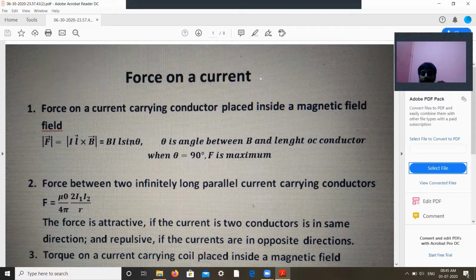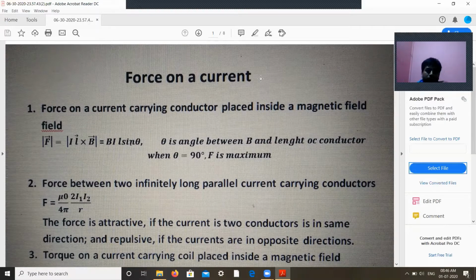F is maximum when theta is equal to 90 degrees, where theta is the angle between the magnetic field and length. That's why we have taken L cross B. Since the result of the cross product gives the third direction, if L is in the direction of X and B is in the direction of Y, then F should be in the direction of Z. It is given by Fleming's left hand rule.